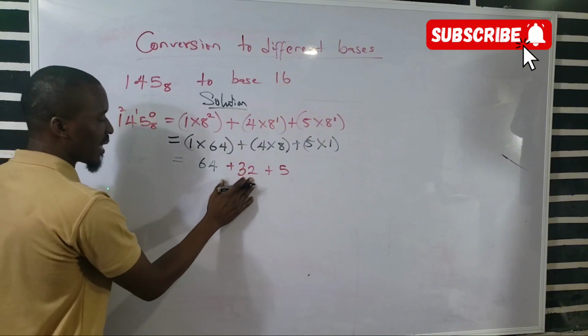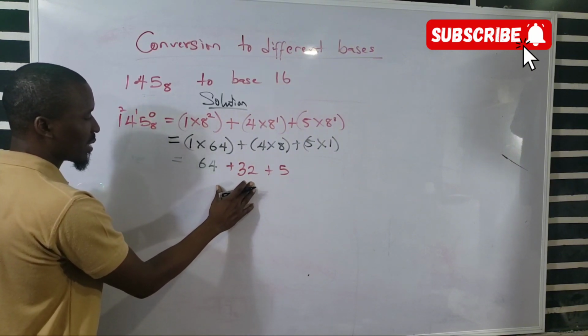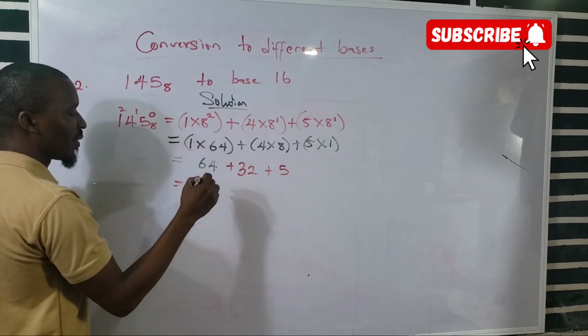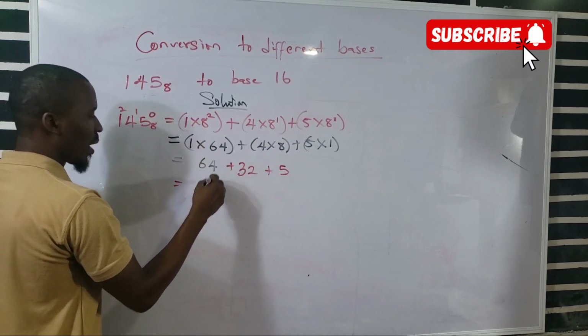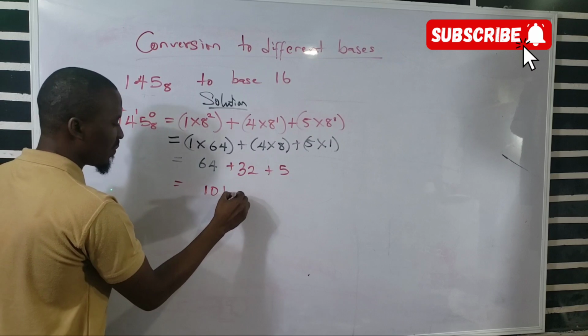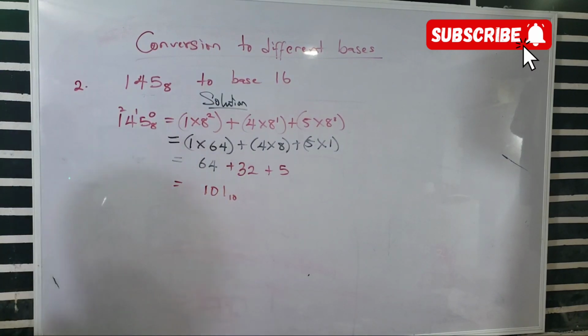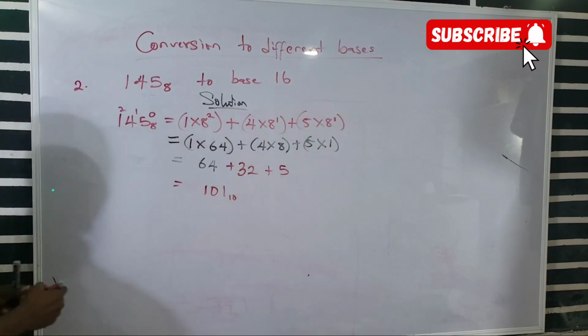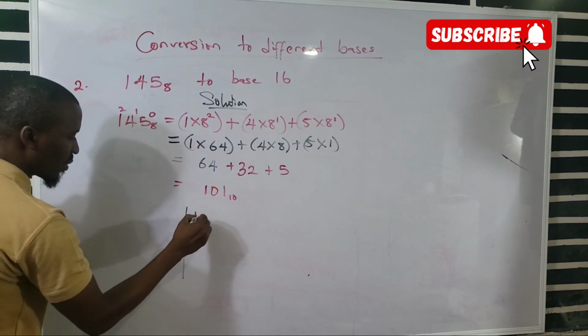So 64 plus 32, that will give us 96. 96 plus 5, that will give us 101. So this is in base 10. So now we have gotten our number in base 10. The next thing to do is to convert it to what? Base 16. So we do the same thing.